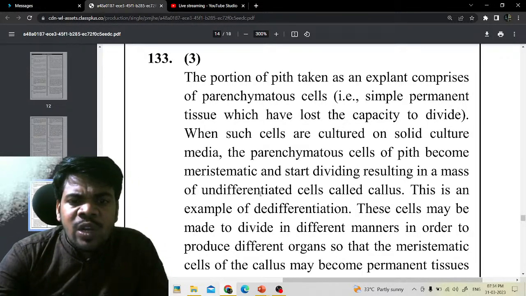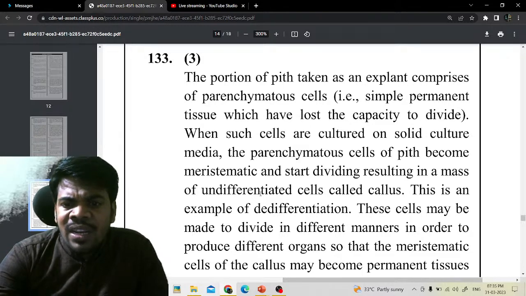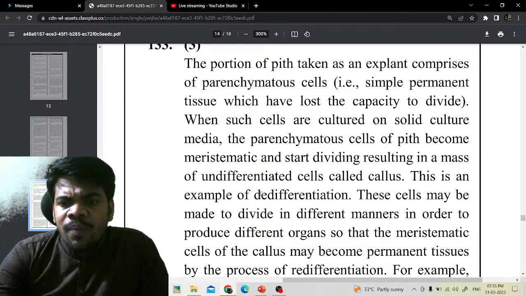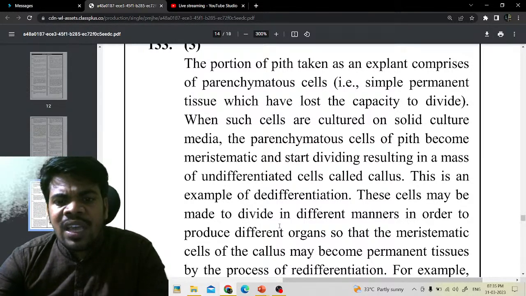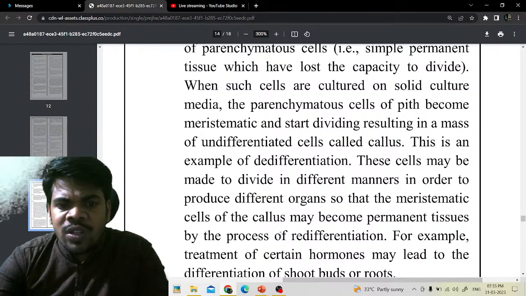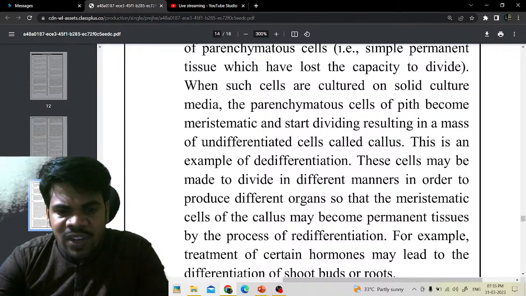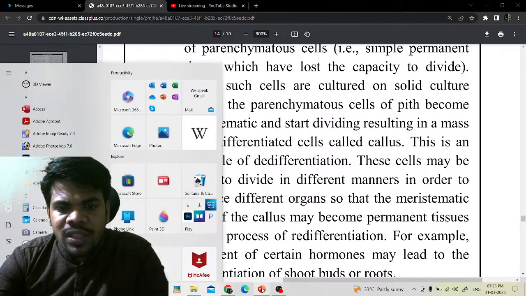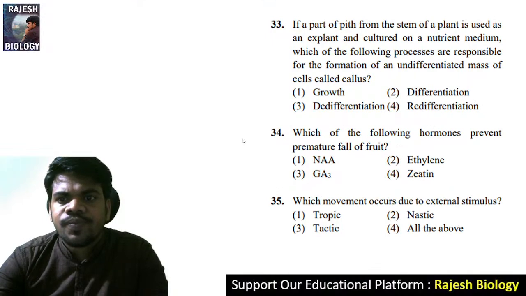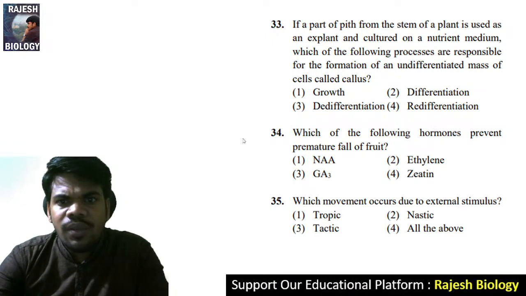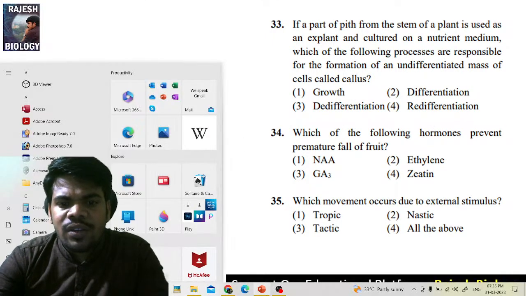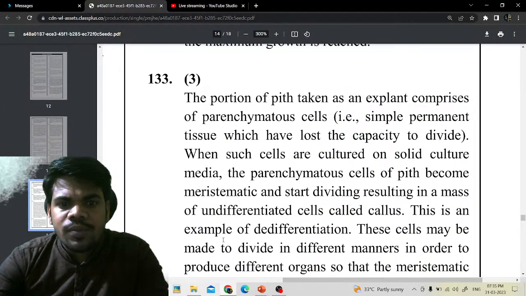These cells may be made to divide in different manners in order to produce different organs, so that the meristematic cells of the callus may become permanent tissues by the process of redifferentiation. So what is the right answer for this? For 33, de-differentiation is the right answer.